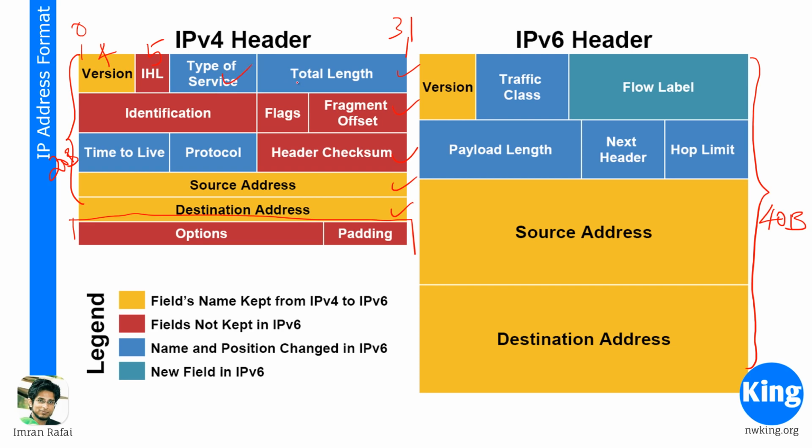Total length is the length of the header, that is 20 bytes, plus the payload. So the payload could be all the data, right, that is being sent. So whatever that is, if this is 50 bytes, 50 plus 20 bytes, so this will be 70 bytes, right? So this is the length of the whole packet.